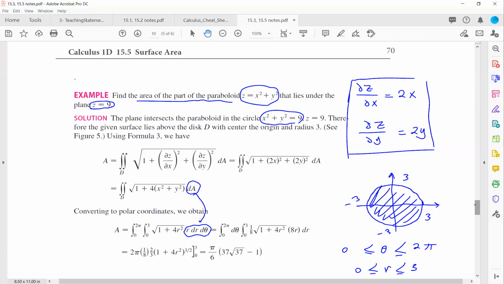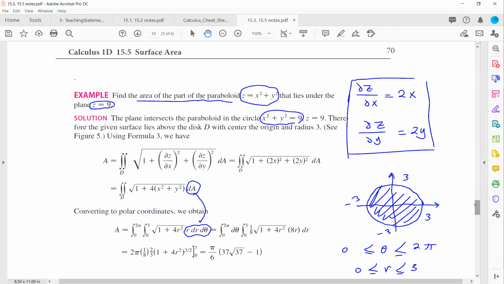One plus 2x squared plus 2y squared is 1 plus 4 times x squared plus y squared. X squared plus y squared is equal to r squared. Guys, you cannot use 3 or 9 here. You have to use your variable.